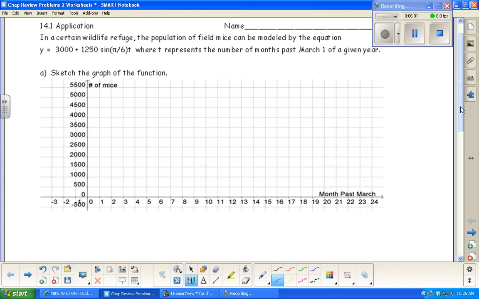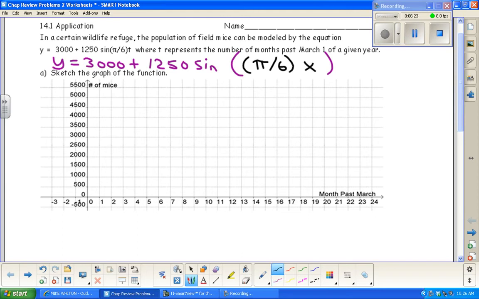If you do that, make sure you use an extra set of parentheses. I would do 3,000 plus 1250, and then when you press sine, it's going to open a parenthesis. We're taking the sine of pi over 6 times t. So what I would do is put that pi over 6 in its own parenthesis, and then you're going to have to use the x instead of t. And make sure that x is in parentheses also, because these big parentheses are saying that's what you're taking the sine of. So it needs to be pi over 6 times x, all in parentheses. And then we already got the 3,000 at the end there.